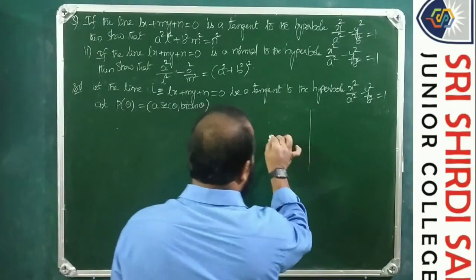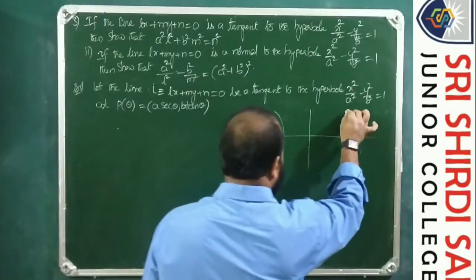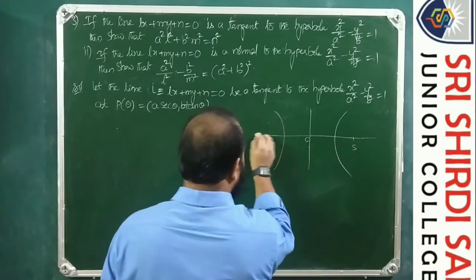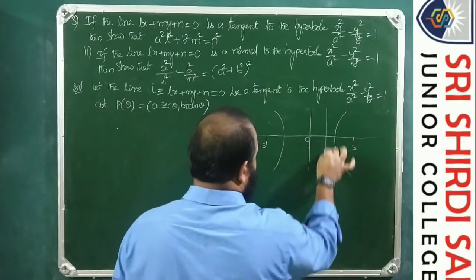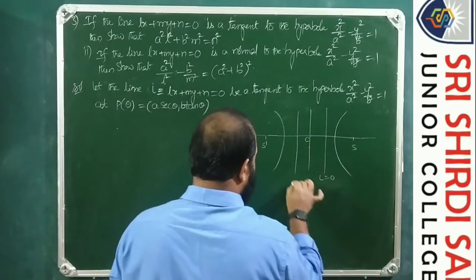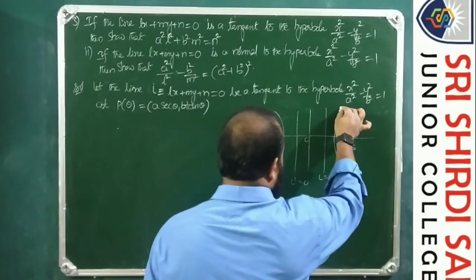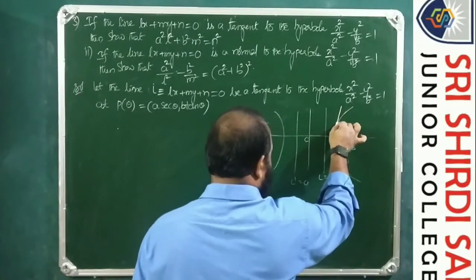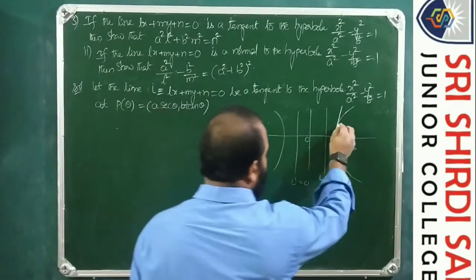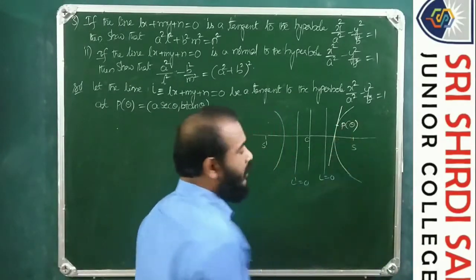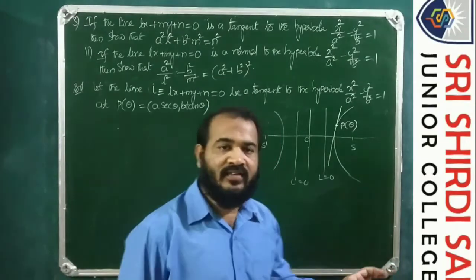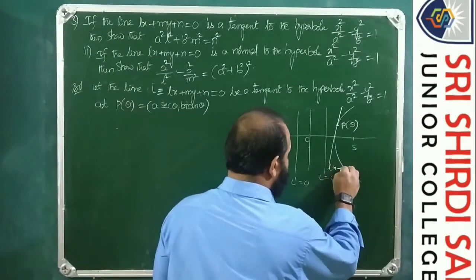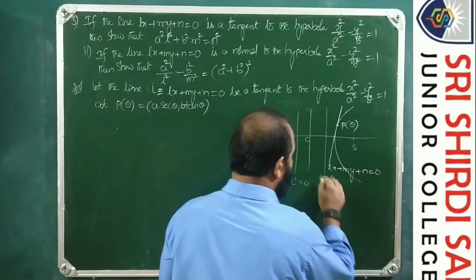That means this is the hyperbola, with center and foci S and S dash. Let us suppose that this is the tangent at this parametric point P theta. The parametric point for the hyperbola is a secant theta, b tan theta. So this line is Lx plus My plus N equals 0. Let this be L.